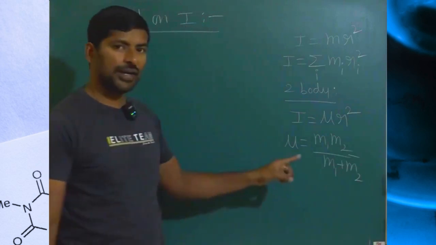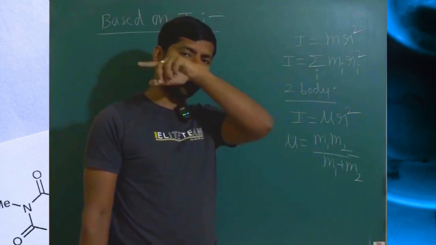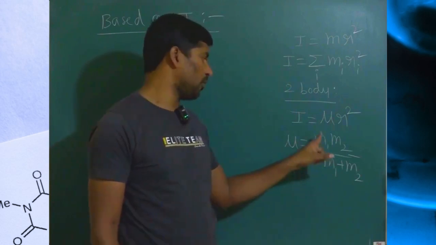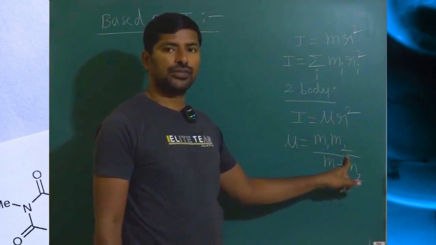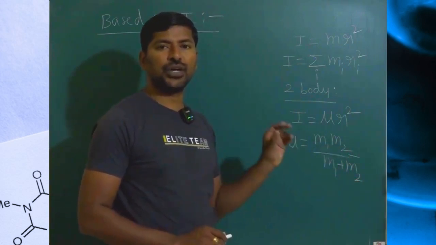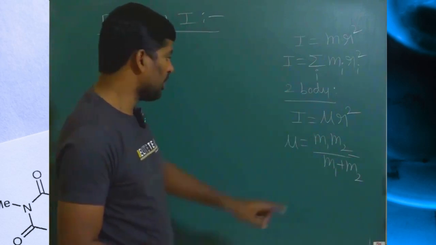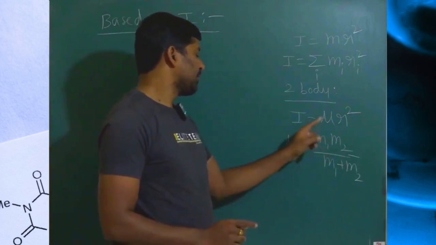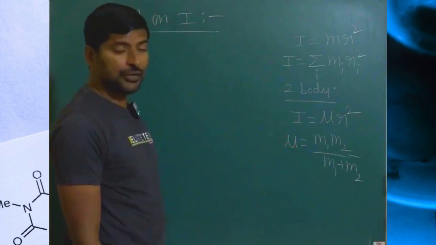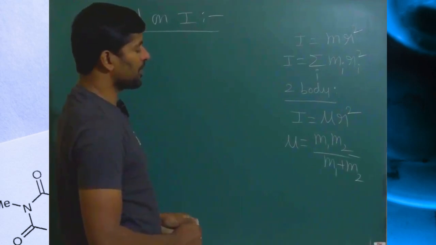Remember, while calculating reduced mass, we have to substitute masses in atomic mass units. For example, carbon 12 atomic mass units, oxygen 16 atomic mass units. One atomic mass unit is equal to 1.66 into 10 power minus 24 grams or 10 power minus 27 kgs. So this is the expression for moment of inertia for diatomic molecules or a rigid rotator.